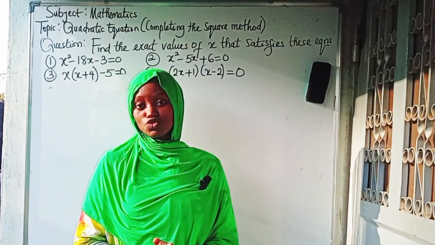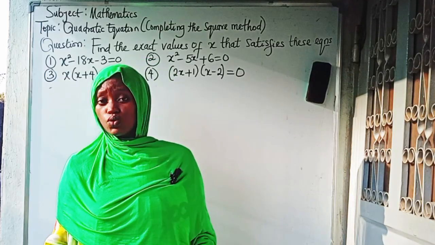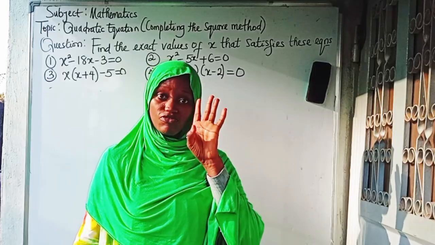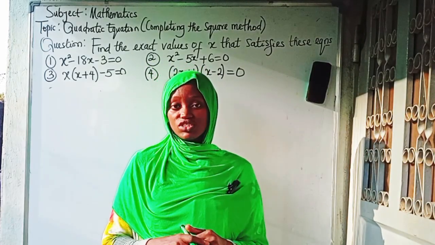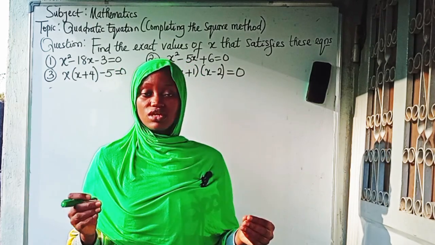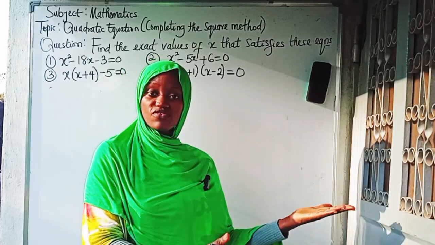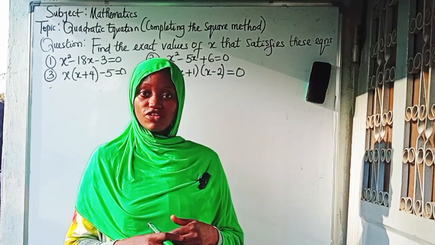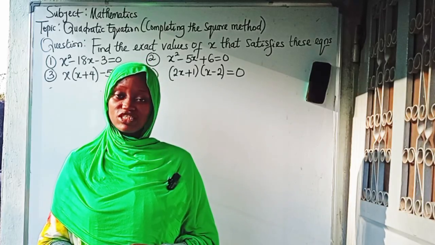Today we have a question to solve which is under quadratic equation. As we all know, under quadratic equation we have about four methods we can use to tackle any given question. We have the factorization method, the formula method, the graphical method, and also completing the square method. For the purpose of this class today, we shall be solving four questions as we have on the board using the completing the square method.